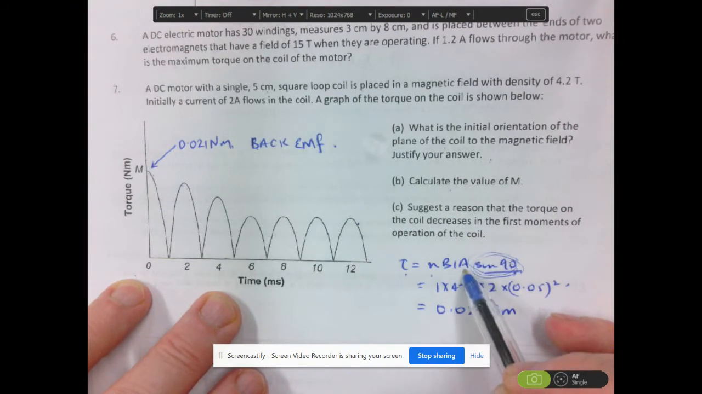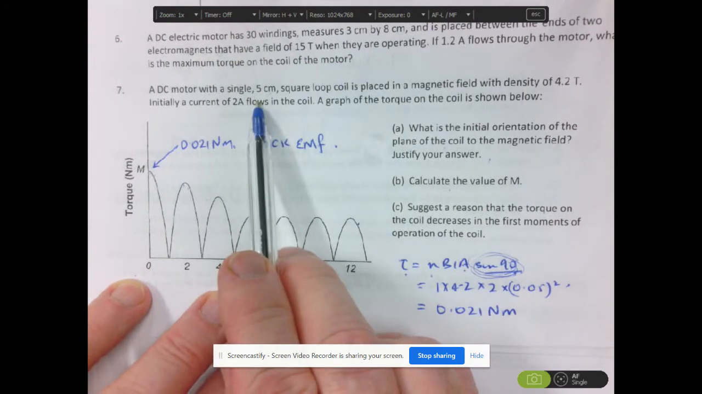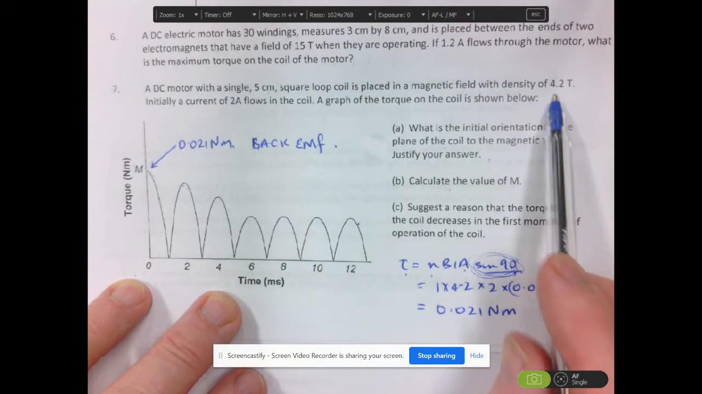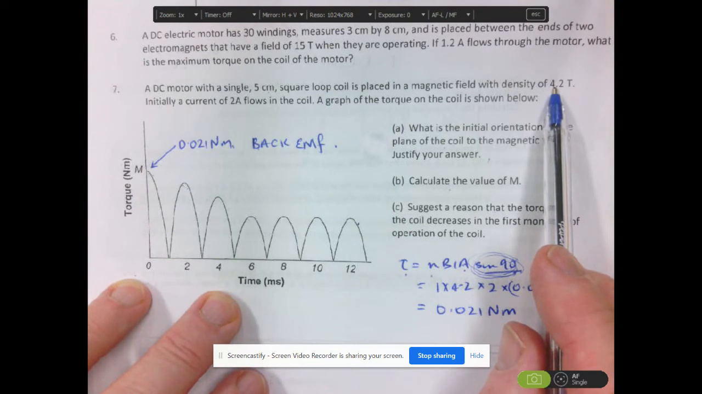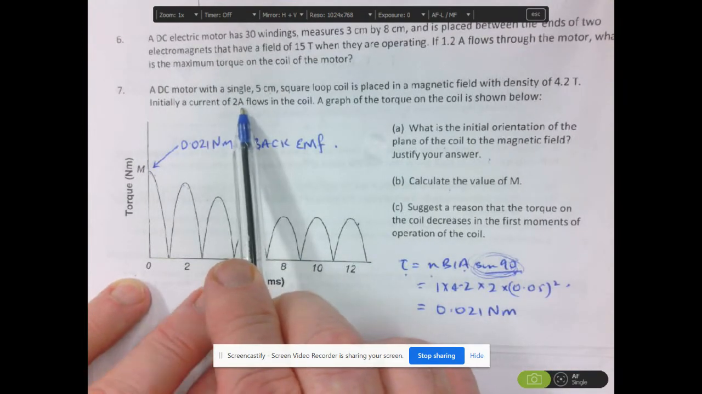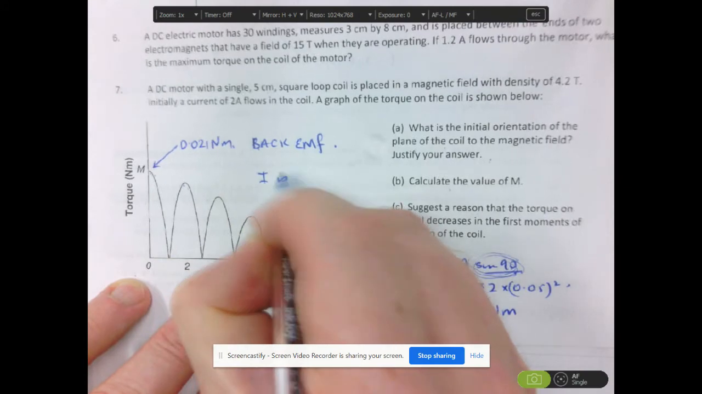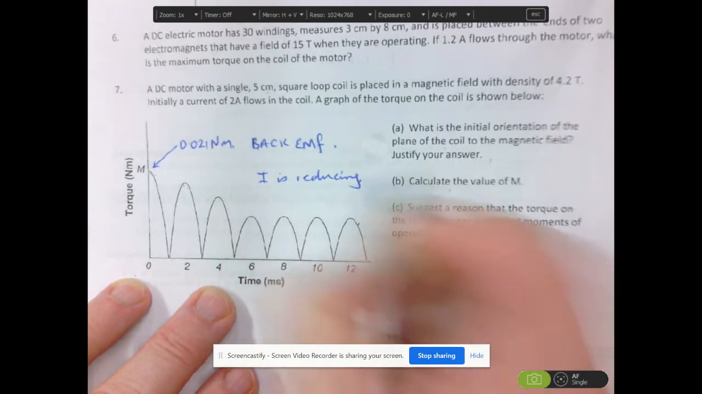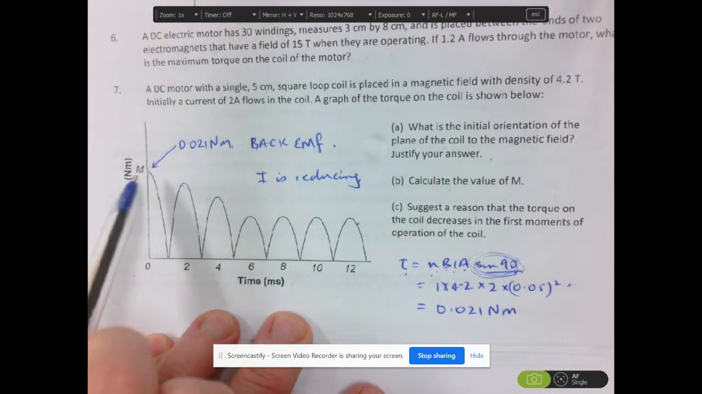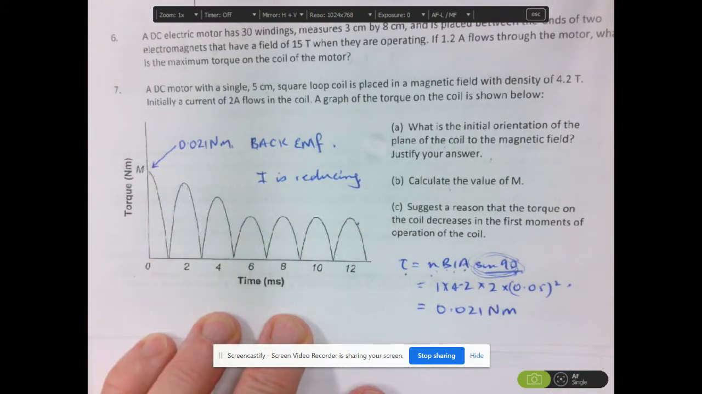Well, the area of the coil is definitely not changing. It's a square, it's made of wire, and it's 5 by 5. It can't change. It is between 2 magnets, which is 4.2 Tesla. They're not getting changed at all. And the current is the only thing that can change. It's a single loop, so B is the same, A is the same, so it must be current. So current is reducing. So the reason why we're having the torque on the coil, the maximum torque at the top of each of these crests, reducing is the current is reducing.